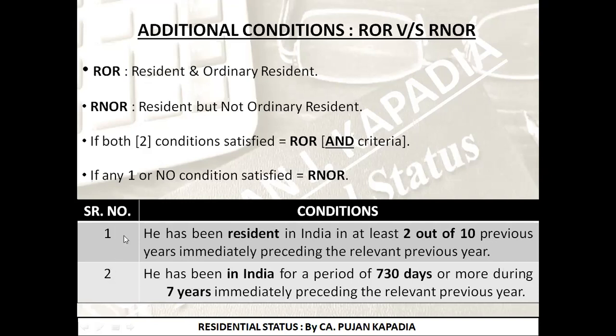So in the first condition, we are checking whether he's resident or not for the last 10 years. In the second condition, we are checking his stay in India in the last 7 years. If it is 730 days or above, we would say the second condition is fulfilled. If it is less than 730 days, we would say the second condition is not fulfilled. Again repeating the same end criteria, if both additional condition number 1 and additional condition number 2 are satisfied, then and only then we can say that the person is resident and ordinary resident. If both conditions are not satisfied, or if any one condition is satisfied, then we would say that a person is resident but not ordinary resident.